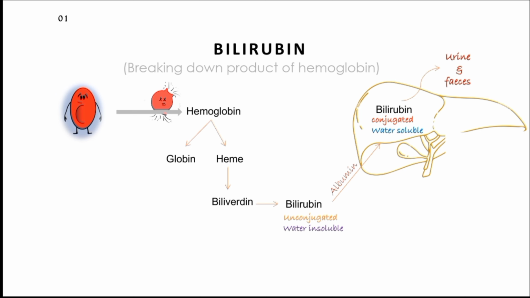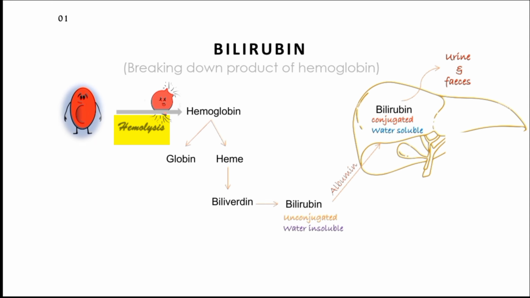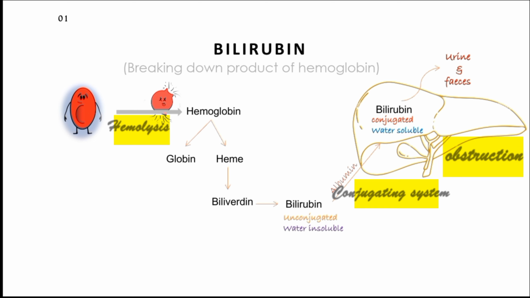So if there is an increase in the bilirubin level, it indicates that there is something wrong in your body. The main causes of increased bilirubin level in blood are: number 1, hemolysis, the breakdown of RBCs; number 2, failure of the conjugating system in the liver; number 3, obstruction in the biliary system.